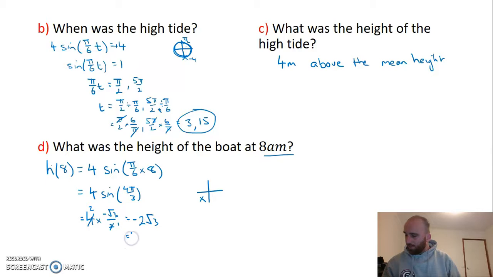If we actually wanted to find the actual distance, you could put that into the calculator, but an exact value is pretty fine, but negative 2 square root 3 meters. So we need to add the units. Don't forget the units, otherwise you lose the mark.